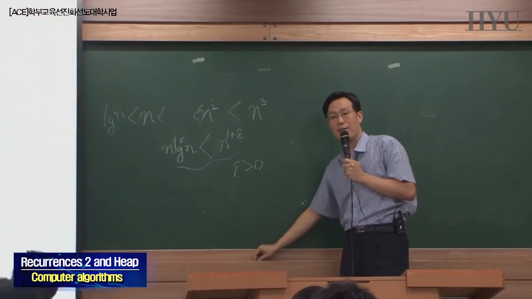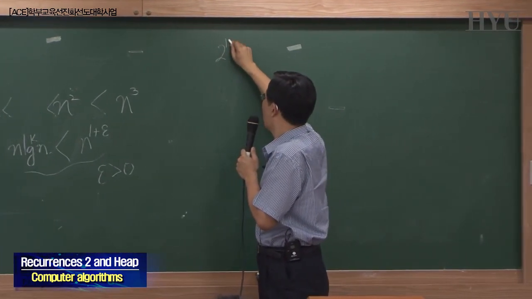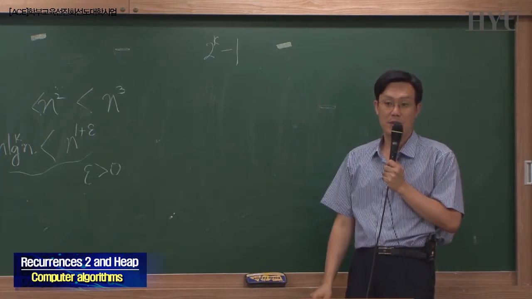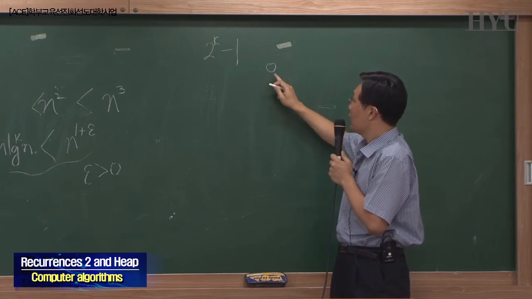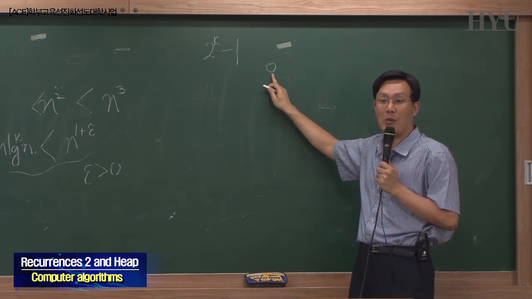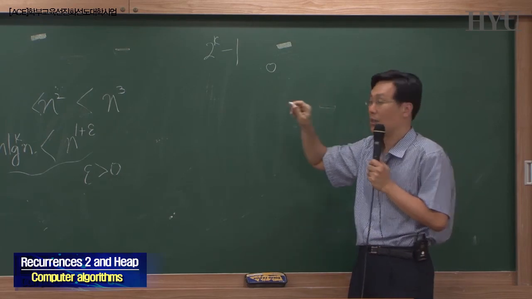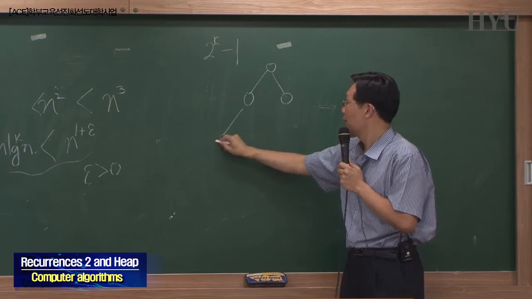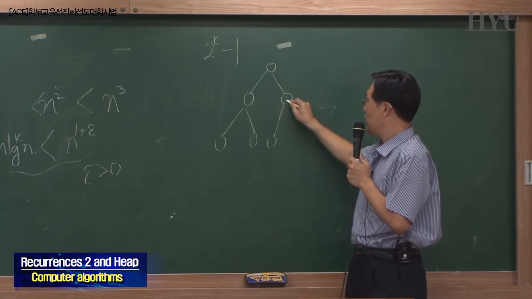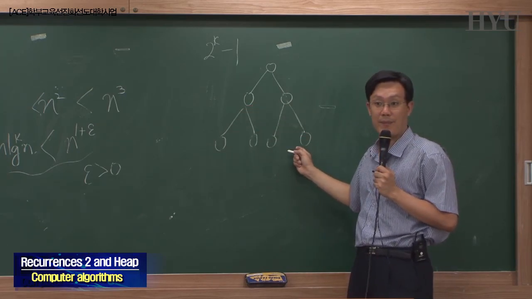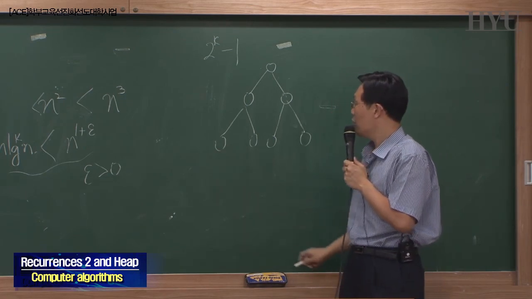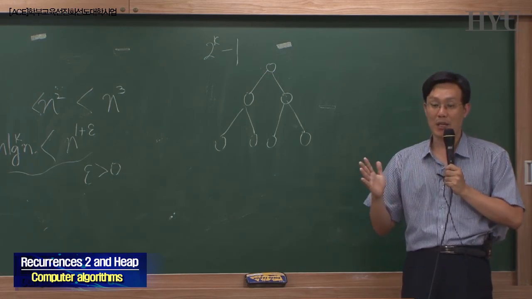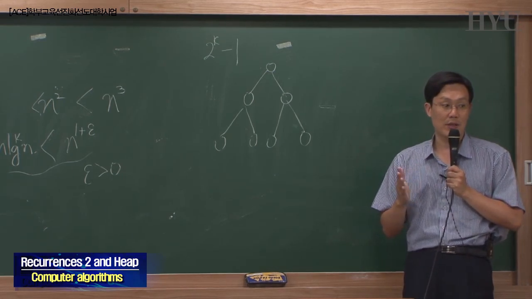A complete binary tree is defined only for 2 to the k minus 1 numbers of elements. Such as this is the complete binary tree when we have only one element, only 3 elements, only 7 elements. So if we have only 5 elements, we cannot make a complete binary tree.